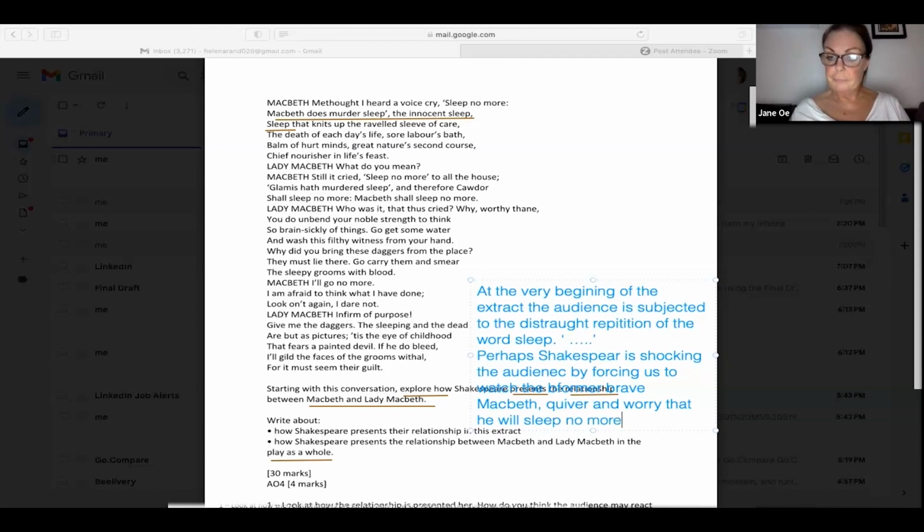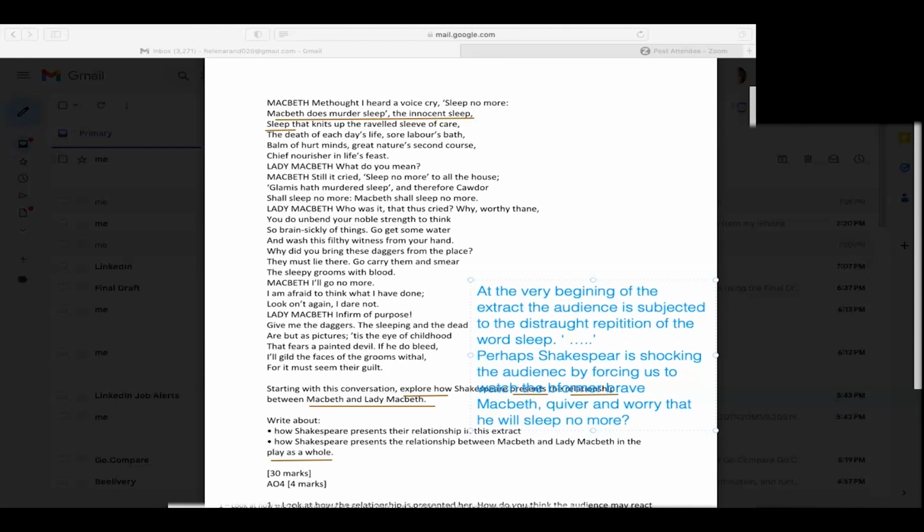Yeah. Now, bearing in mind, that would have been very shocking for an audience in those days, that this person had murdered a king, for one. Okay, that's shocking. But also that he's quivering now, that this brave soldier is now going, oh God, sleep. And then what happens? So we could go on now to Lady Macbeth. How does she react to her husband? She starts taking control.